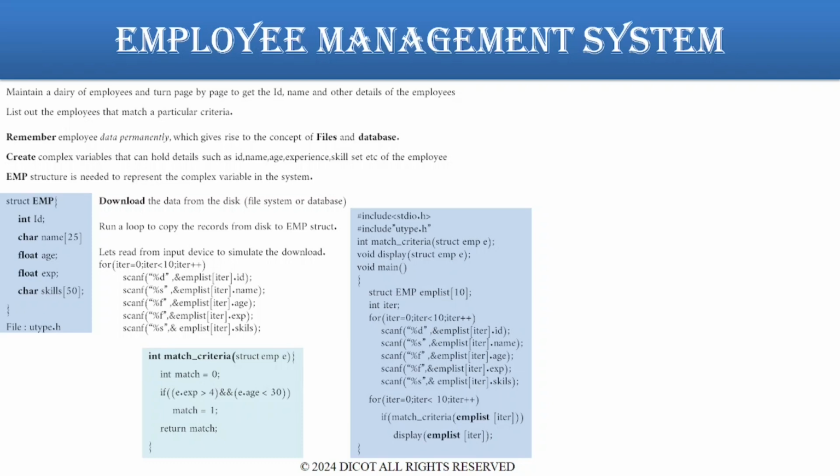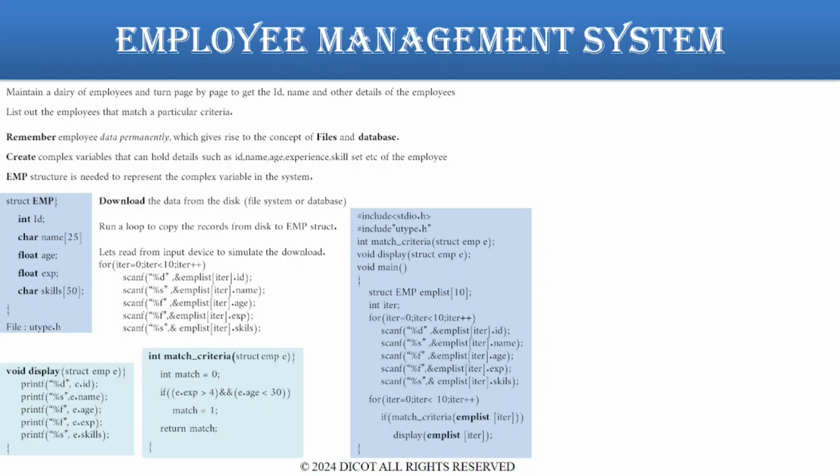If the match criteria function returns 1, the if condition in the main loop will pass and the display function will be invoked. So the display function accepts the employee record and prints the details of the employee: ID, name, age, experience, and skills as shown. So this is the definition.